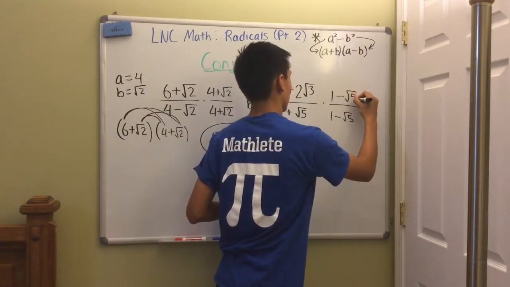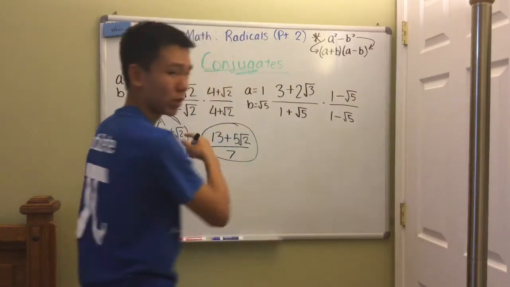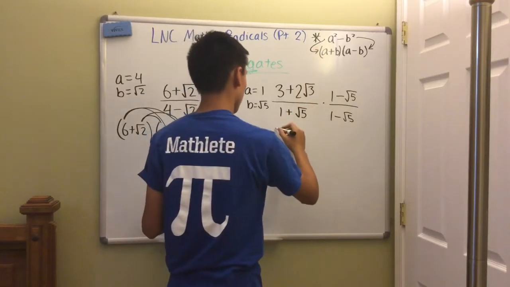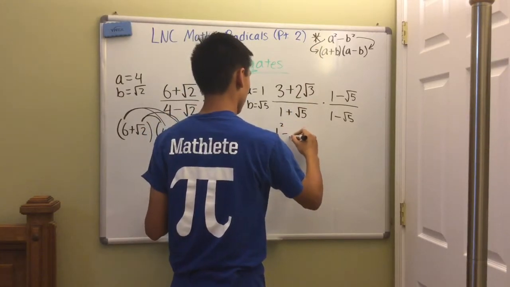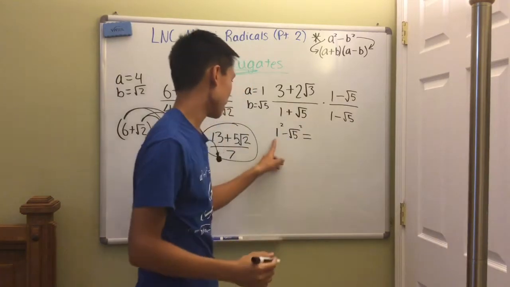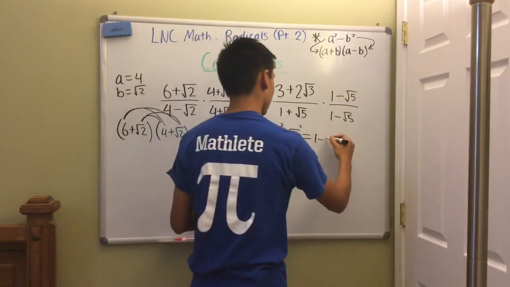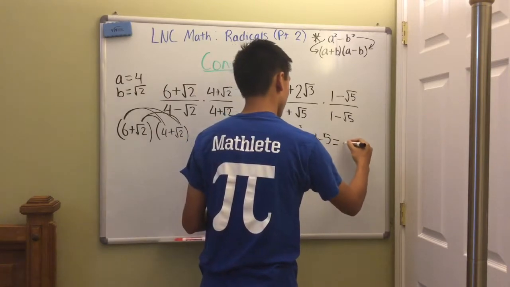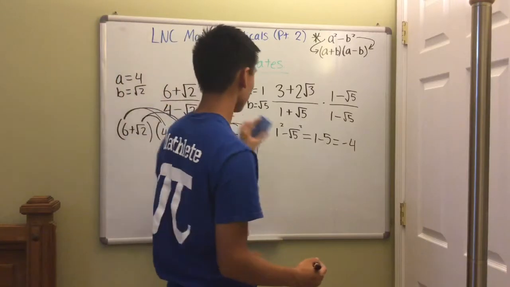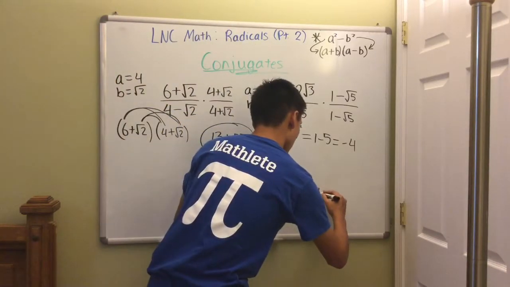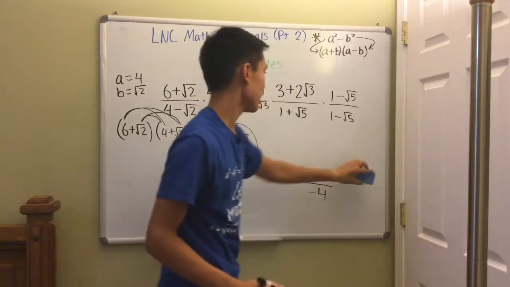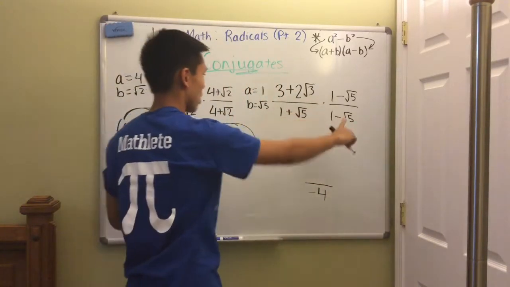This time, we're just going to do the same thing as we did over here. So let's find the denominator: 1 squared minus root 5 squared. In this case, that would be 1 minus 5, which equals negative 4. So our denominator is negative 4. Let's move that right here in the fraction bar. I'm going to erase this to give us more space, and let's multiply the numerator out.